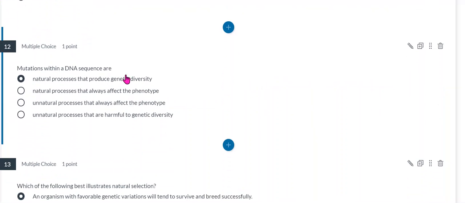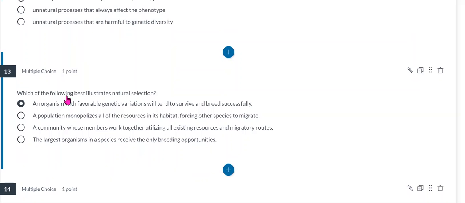Question 12. Mutations within the sequences are natural processes that produce genetic diversity. Now remember, mutation is always natural and it happens randomly, while natural selection happens all the time. Mutation is a completely random component, though it happens all the time, but most of the time it will be repaired. Which of the following best illustrates natural selection? An organism with a favorable genetic variation will tend to survive and breed successfully. So that is what natural selection is.